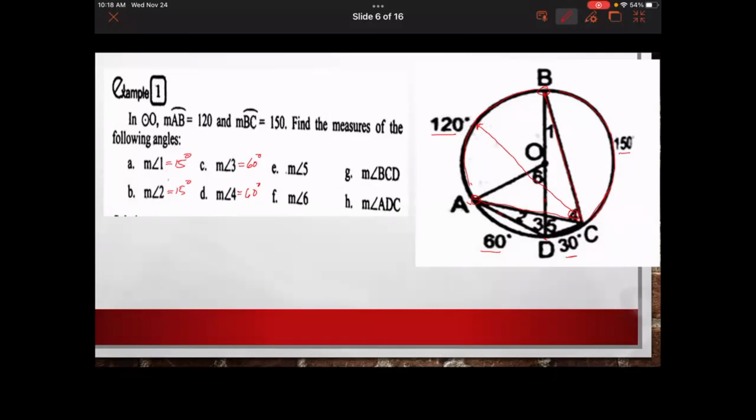Okay. Next, angle 5. Our angle 5 is this. One side is here and the other is here. So this and this. What is in front of it? This, which is 150. What is angle 5? 75. Okay, so this is 75 degrees. Next, angle 6.